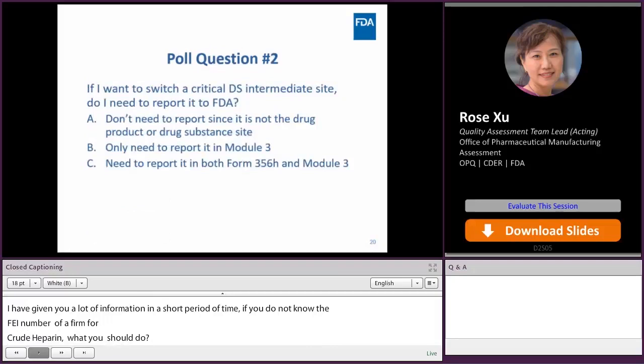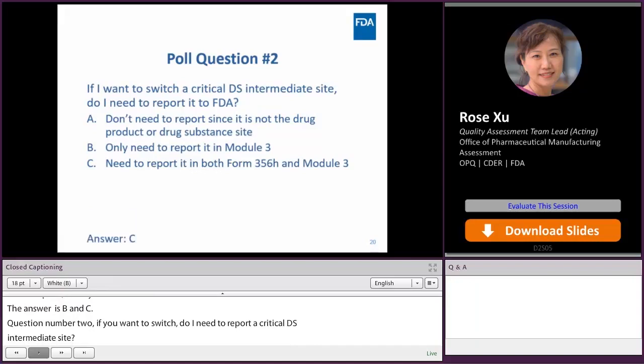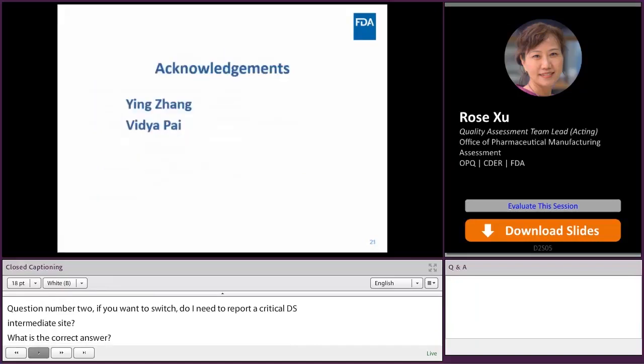Question number 2. If you wanted to switch a critical drug substance intermediate site, do you need to report it to FDA? A, don't need to report since it is not the drug product or drug substance site. B, only need to report it in Module 3. C, need to report it in both Form 356H and Module 3. What is the correct answer? C.